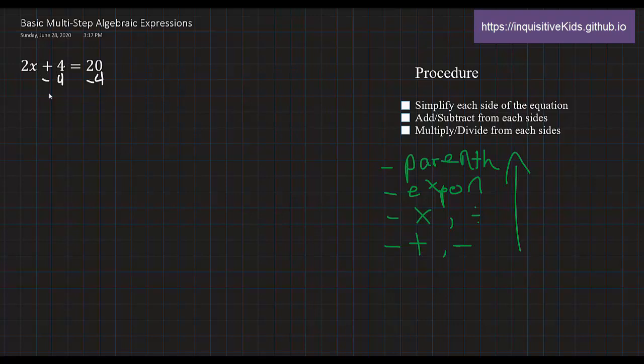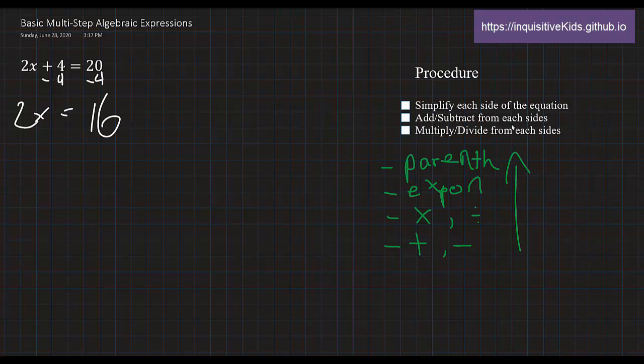So on the left side, we have 2x plus 4 minus 4. But then the positive 4 and negative 4 cancel out, so we have 2x. And on the right side, we have 20 minus 4, which is 16. Then 2x is equal to 16. What does this mean? It means 2 times something called x is equal to 16. We're trying to find x.